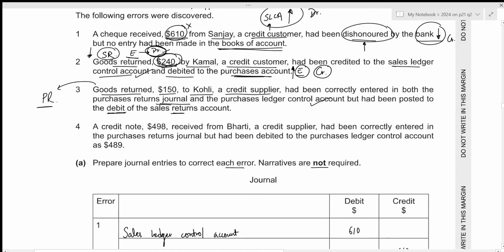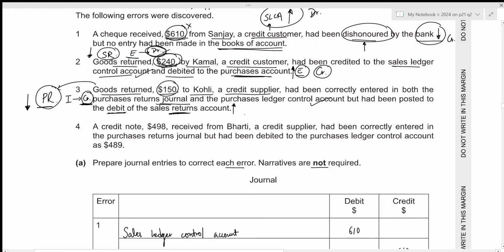Again, we can split it up into two different errors. Purchase return is part of our income because we will no longer be paying this amount of 150 to Kohli, right? So it should go on the credit side. This was not included, so the purchase returns was understated. If something is understated, it should be recorded on the correct side, which is the credit side. So purchase return will have to be entered on the credit side. Then the other error is it was debited to the sales returns account. So the sales return is overstated.